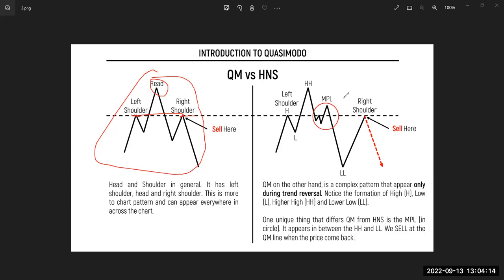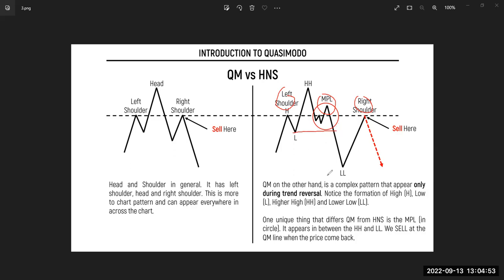But in a QM, this one here is a QM. A QM here, on the other hand, is different from head and shoulder. You see, this is a left shoulder of a QM, this is a right shoulder of a QM, and we have what we call MPL. We also have resistance and support flips, so the RSI flip is also there.